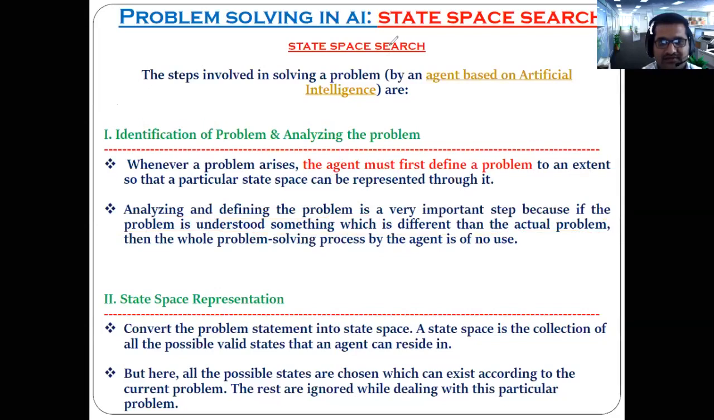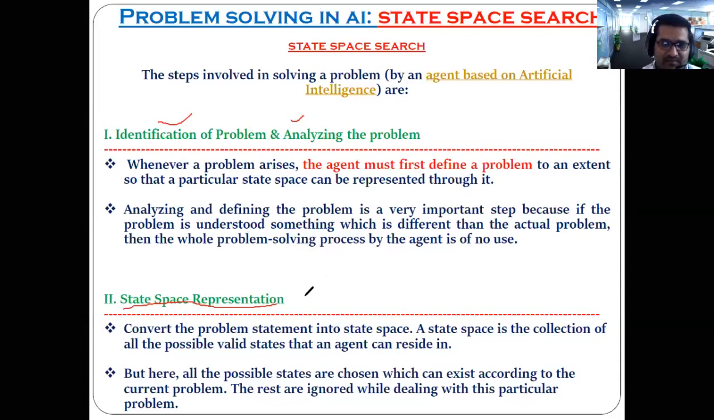Come to the next step. The next step is state space representation. Can anybody tell me what is meant by state space representation? First, we have understood the identification of the problem and analyzing the problem. Second is what?